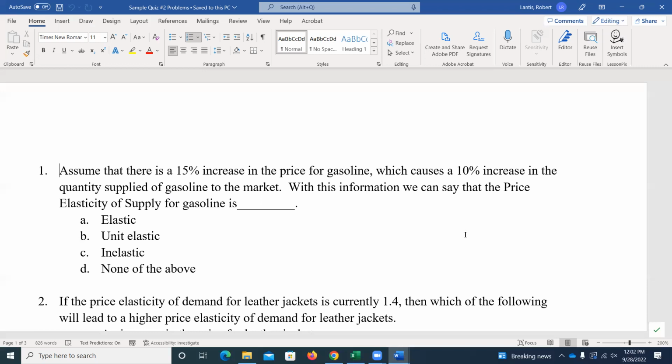So the first question I want you to think about is how would you calculate the elasticity of demand? We said that when we've got this change in price and change in our quantity, it's not just a change, we want percentage change. That will give you our elasticity measure.